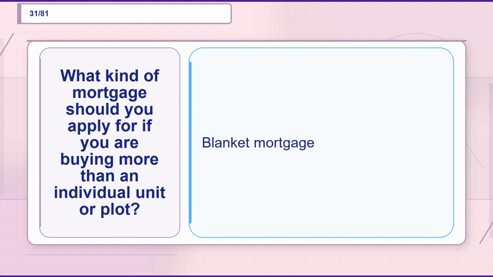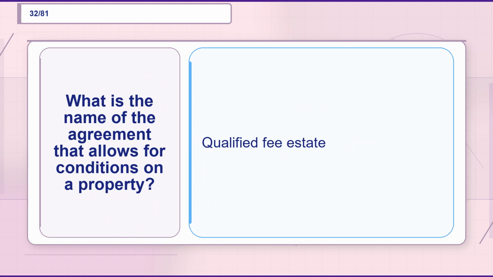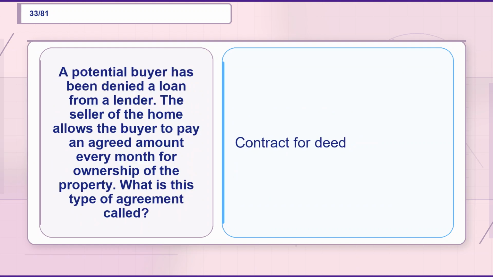Term: What kind of mortgage should you apply for if you are buying more than an individual unit or plot? Definition: blanket mortgage. Flashcard 32. Term: What is the name of the agreement that allows for conditions on a property? Definition: qualified fee estate.